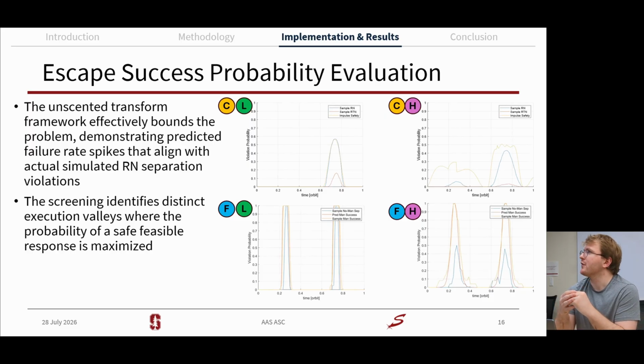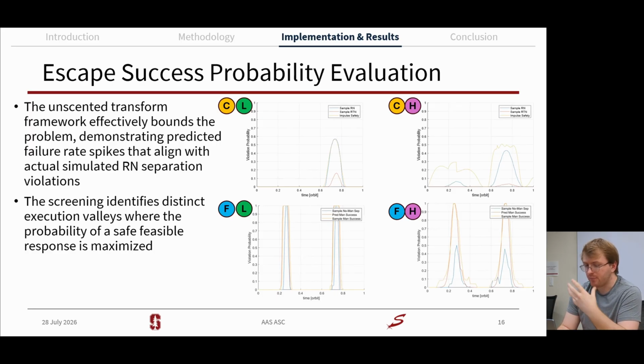The top shows the close case, and the bottom shows the far case. And what we see is there are distinct regions where there are spikes in the likelihood that a maneuver will give you unsafe relative behavior. These spikes coincide with regions in the relative orbit where the RN safety is degraded. There's a margin on either side typically in these regions, but they tend to bound around the regions where you are already violating safe RN motion.